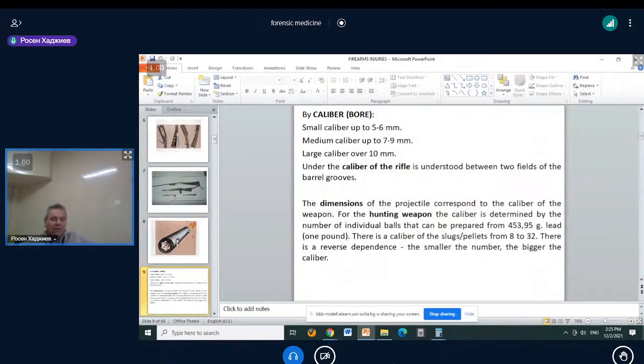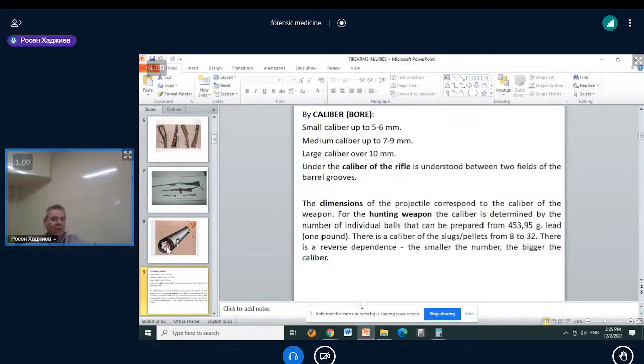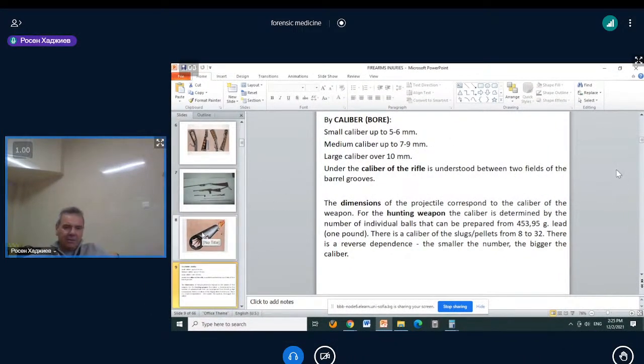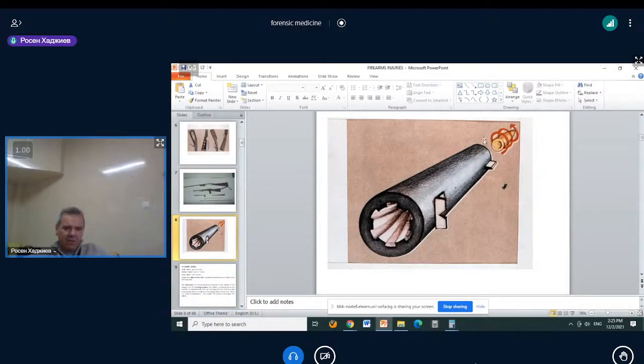By caliber, they are divided into three subgroups: small caliber up to 5 and 6 millimeters, medium caliber up to 7 and 9 millimeters, and large caliber more than 10 millimeters. What does it mean, caliber? Caliber is the diameter of the projectile, which is consistent with the distance between the fields of two contrary furrows, from here up to here. This is the caliber of the muzzle. This distance is consistent with the diameter of the projectile.